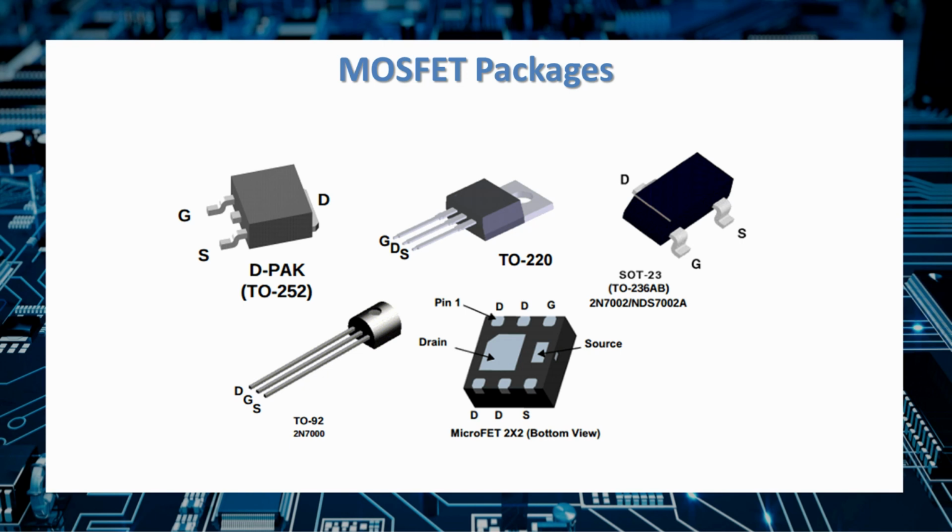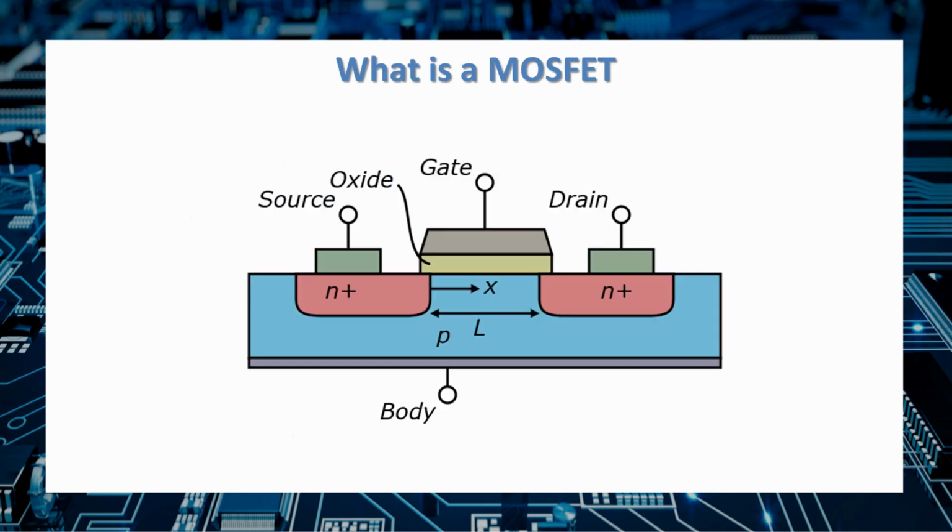MOSFETs are designed to switch huge amounts of current. A MOSFET in a TO220 package could sink hundreds of amps and can handle hundreds of volts between the drain and source. MOSFETs also differ from BJTs in that they're voltage-controlled devices.